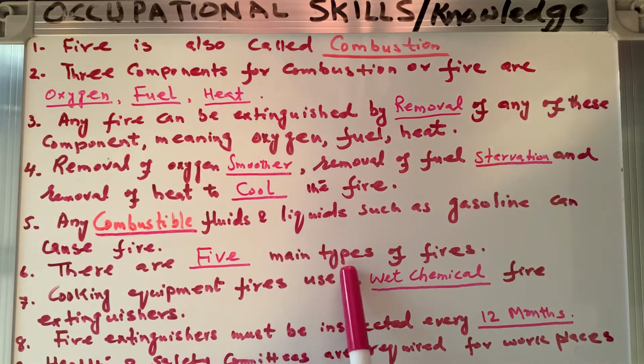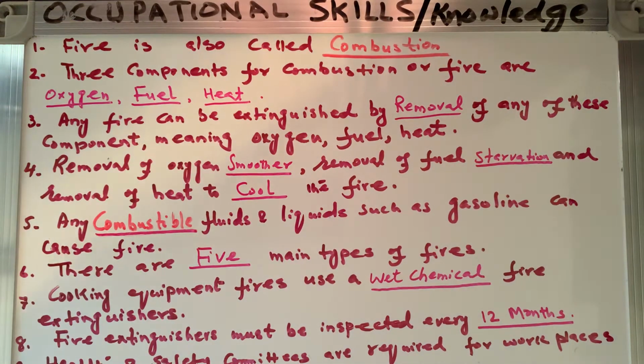There are 5 main types of fires. We call them A, B, C, D, K. Remember, they are not A, B, C, D, E. K is for commercial application cooking equipment fire, because cooking equipment has combustible vegetable or animal fats and all kinds of oils. For a fill in the blank: for cooking equipment fires, we have to use a wet chemical fire extinguisher.